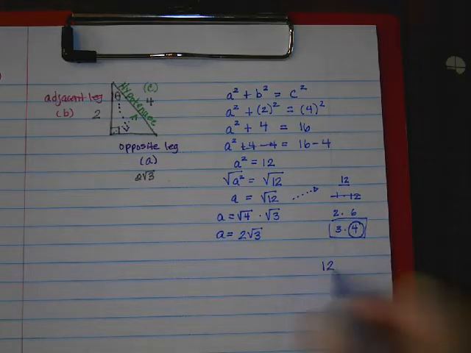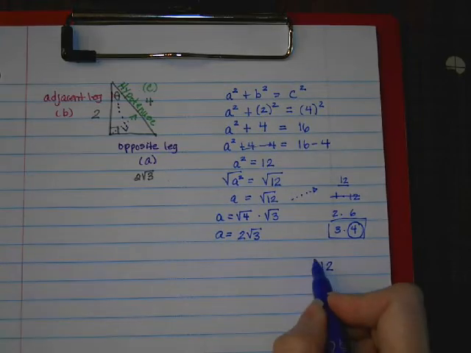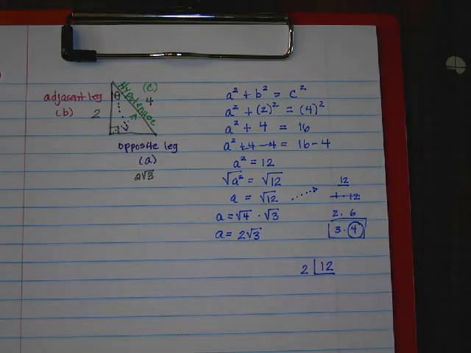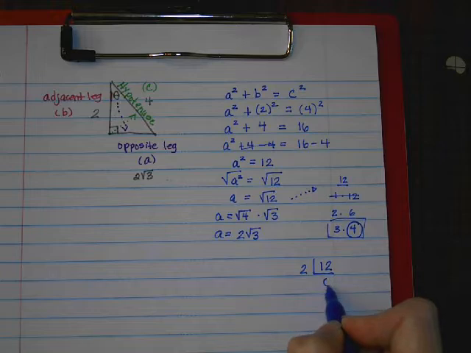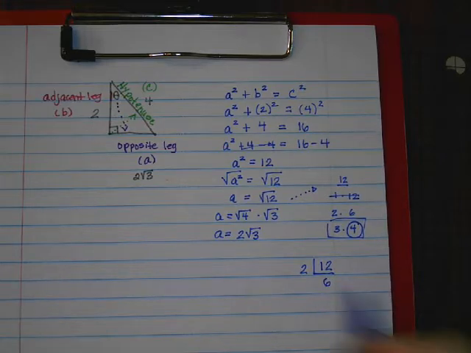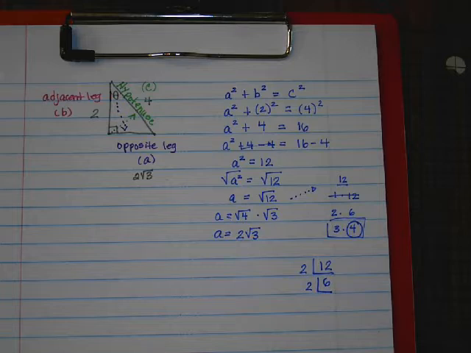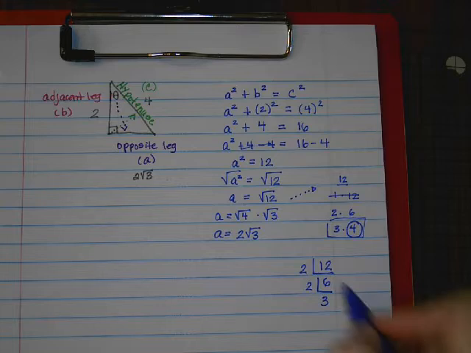So you start out with your 12. Since it is an even number, it's divisible by 2. That's the first prime number. 12 divided by 2 is 6. 6 is not prime, but 6 is an even number. It's also divisible by that prime number 2. 6 divided by 2 is 3. 3 is a prime number, so we stop.